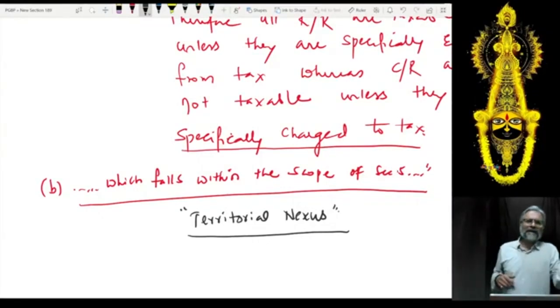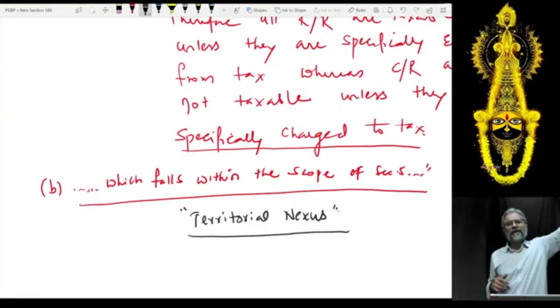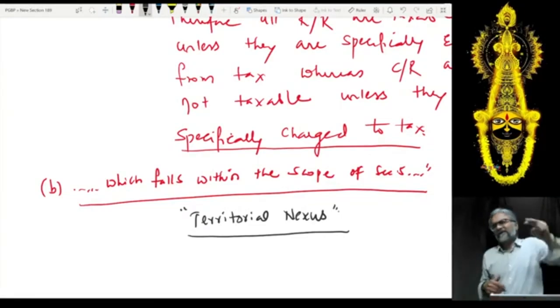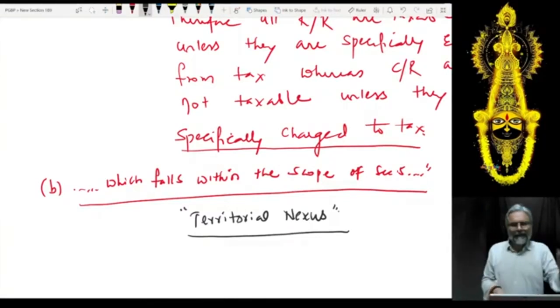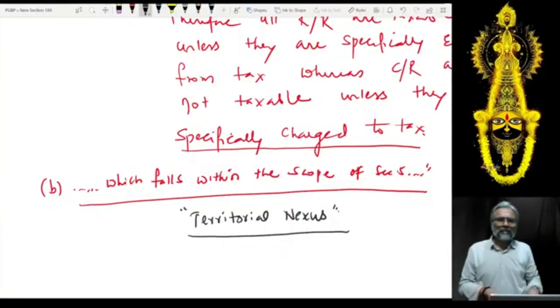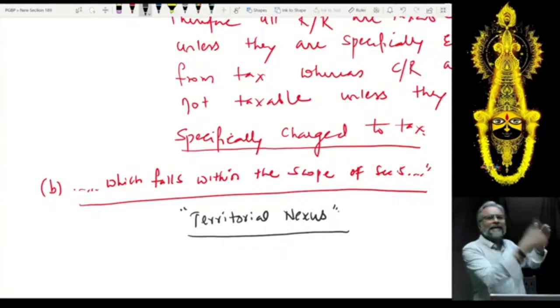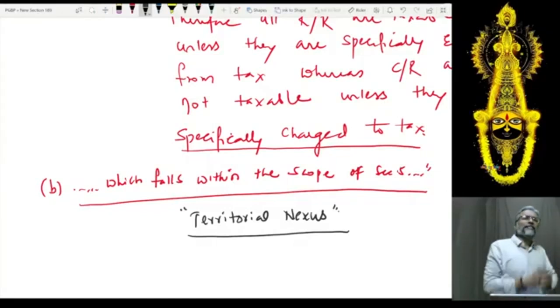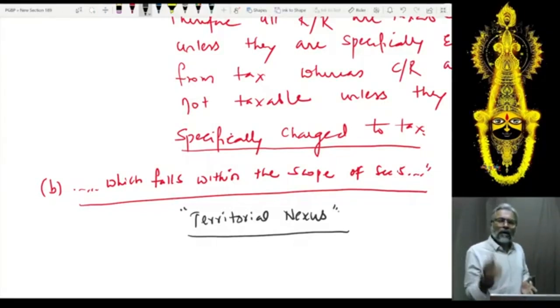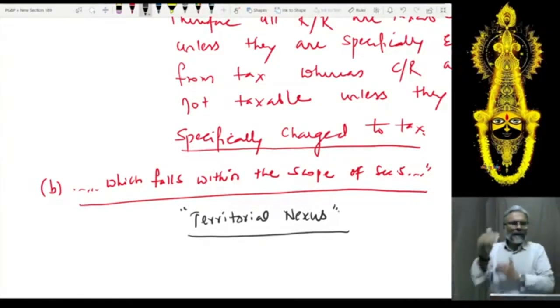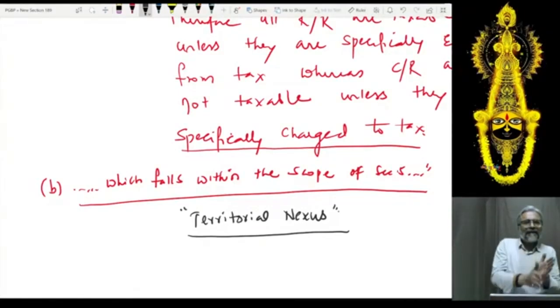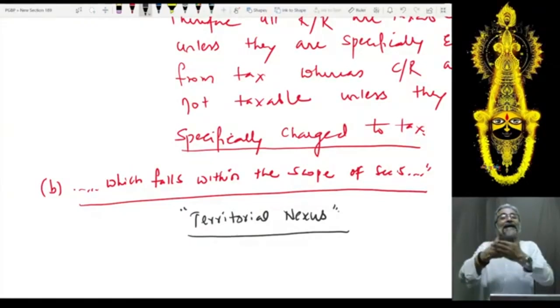So if they are not a resident of India, they are a non-resident. Do they have any nexus with India vis-a-vis their income? Which implies, did they earn that income in India, or did they receive that income in India? One of the two has to be there so as to develop a nexus, a link, a bond with India.